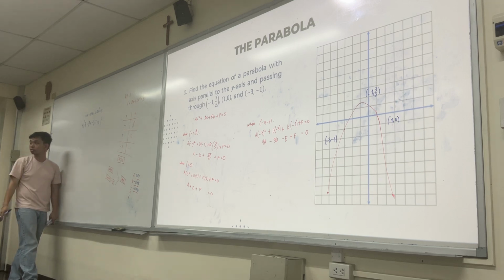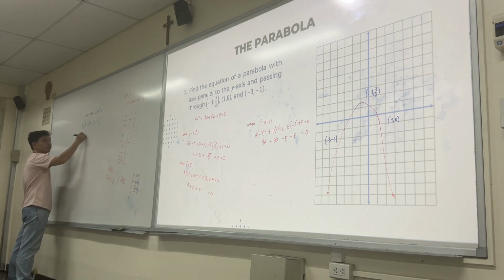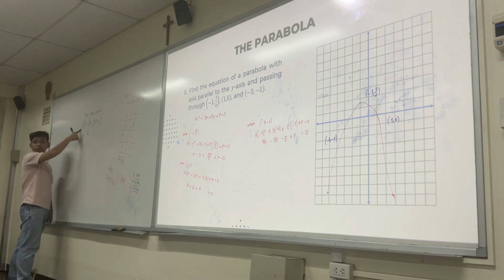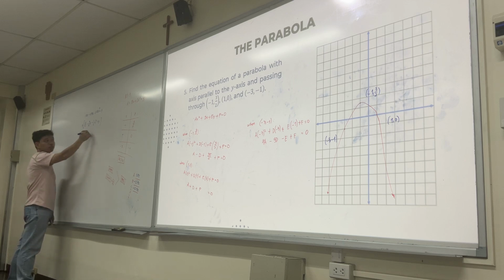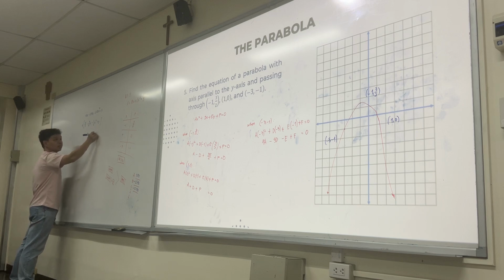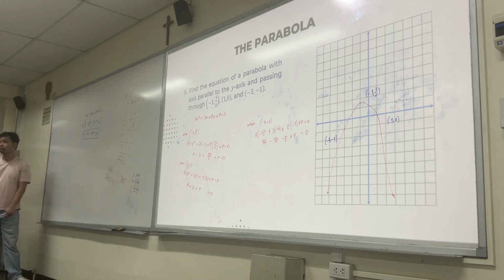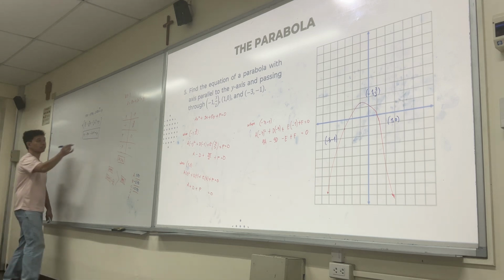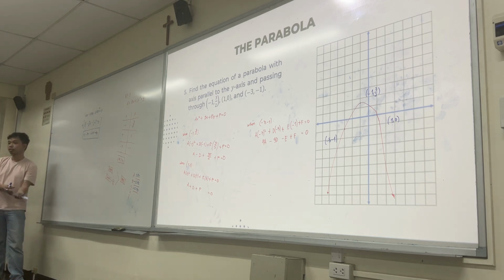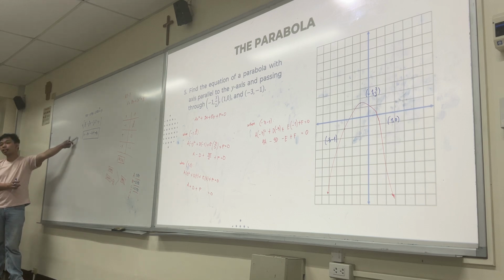If you distribute it to both sides, I'll get what? 5 minus 3x. Tama? Distribute lang. 5 over 4 times 4, what's left is 5. 4 times 3x over 4, I'll get 3x. Kita nyo? This one becomes 4 over 2 minus 2x squared equals 4y. So this one now would be my general equation.